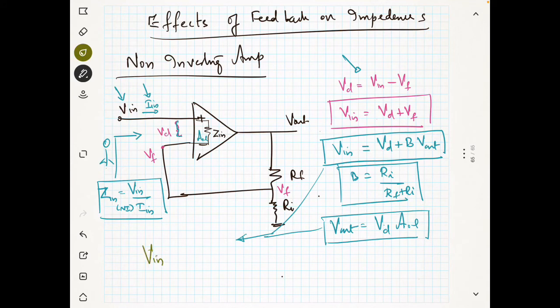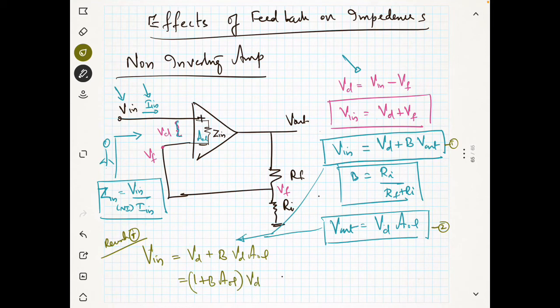From equations 1 and 2, I will rewrite equation number 1 as V in is equal to Vd plus B times, what is my V out? It is nothing but Vd times AOL. So this is nothing but 1 plus B into AOL into Vd.